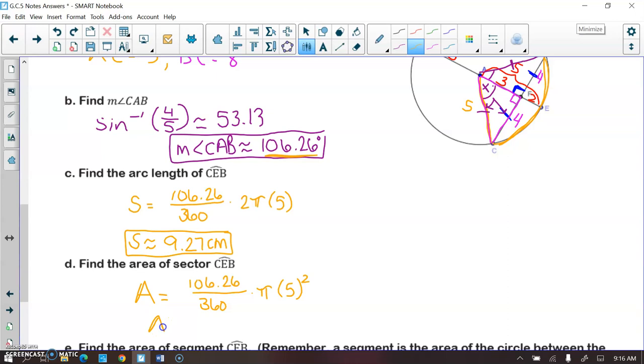So I wind up with the area being approximately equal to, again, we're not going to be able to put it in exact format. So just typing this into my calculator, I wind up with about 23.18.